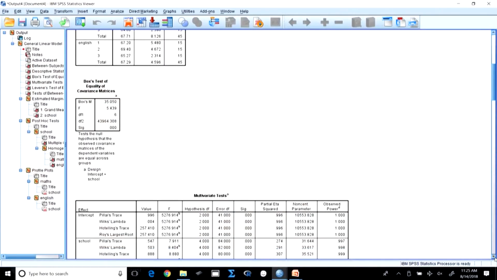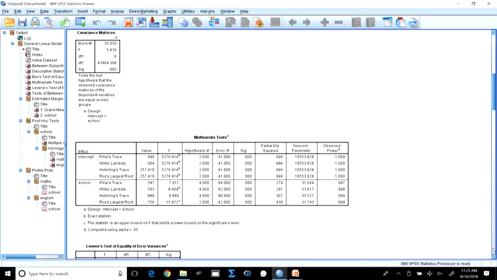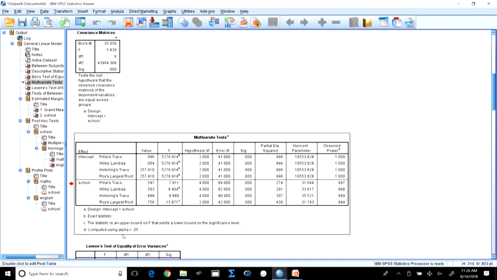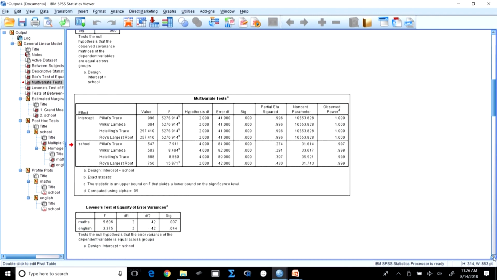Now, coming to the multivariate tests, we are interested in this part. Let us go to Wilks' lambda. What is the value? 0.503. What is my F value? 8.404. What is my degree of freedom? 4. What is my significance? The significance is 0.000. What is my effect size? 0.291. What is my observed power? 0.998. And it has been tested at 0.05.